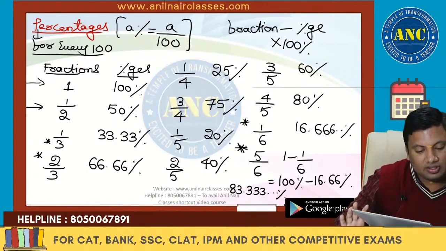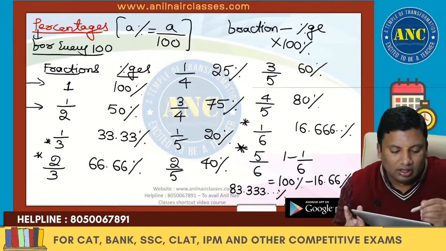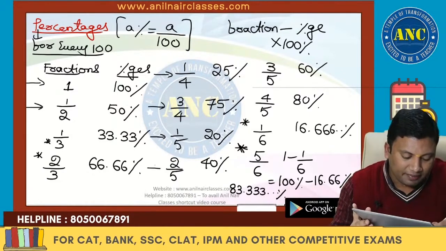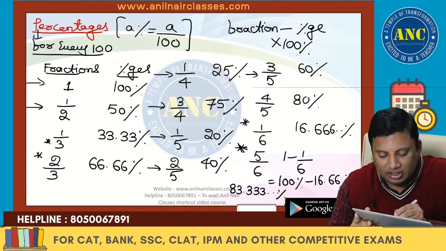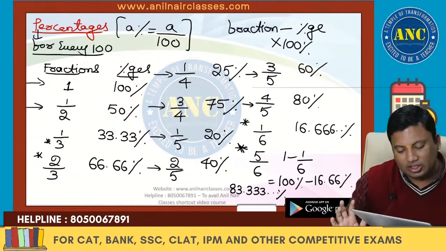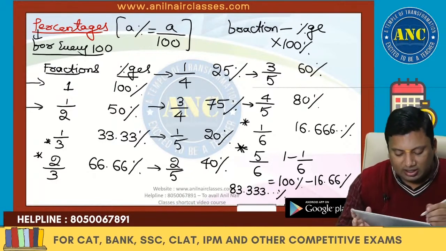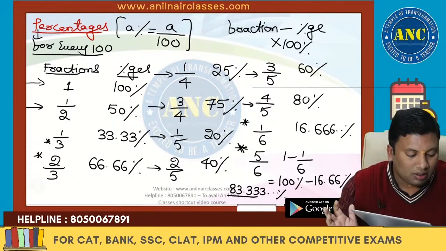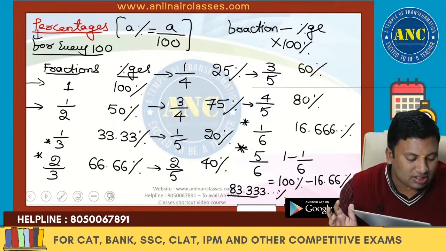What is the difference between the star mark and an arrow? These are all terminating decimals. Anything which I kept in star mark is nothing but a recurring decimal. 5 by 6 is 83.33 percentage. Now, the most important percentage. Listen carefully.